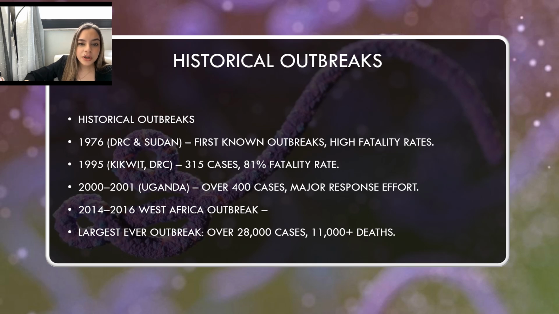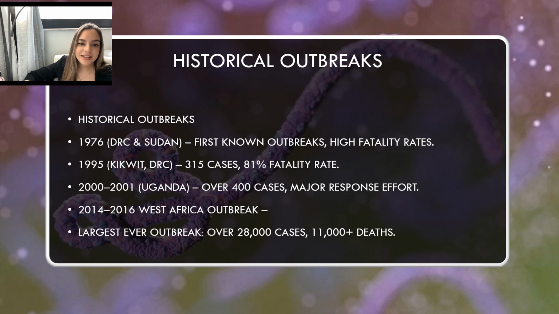Now, the third historical outbreak can be seen from 2000 to 2001, and this time it happened in Uganda with over 400 reported cases. Fortunately, the fatality rates were not high because of major response effort. This time, healthcare officials began to have a more structural approach and implemented isolation guards and also educated the community on hygiene and how it could contribute to better outcomes of the virus and a lower fatality rate at the end of the day.